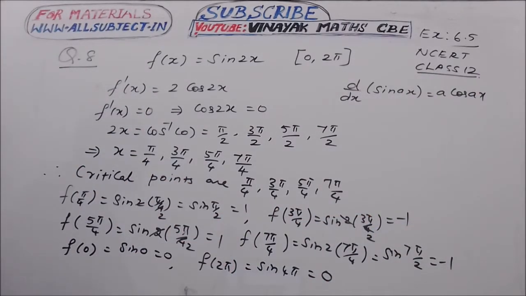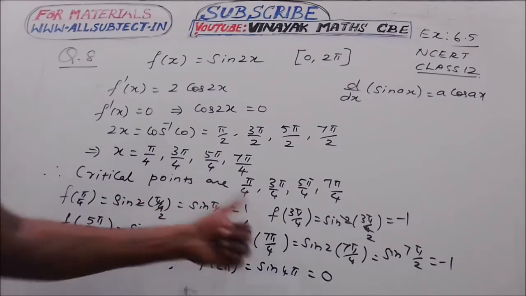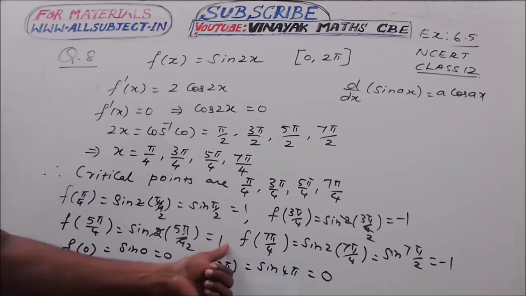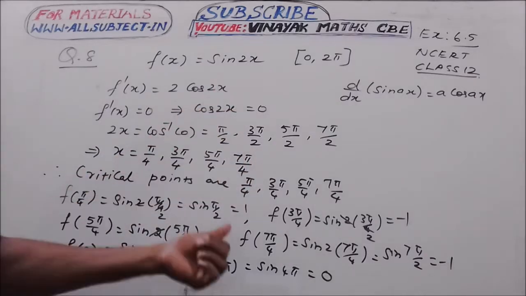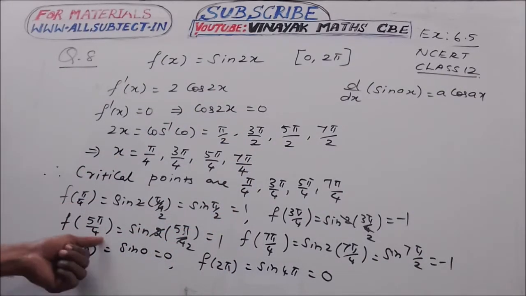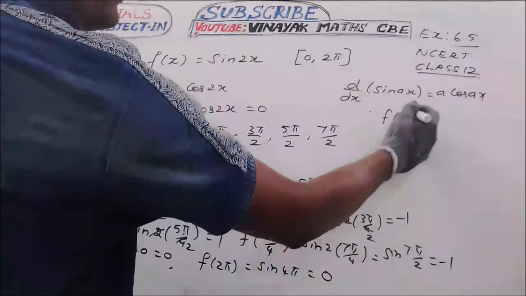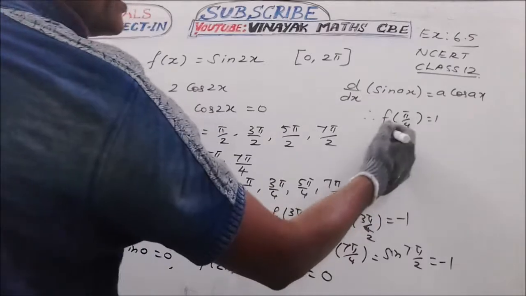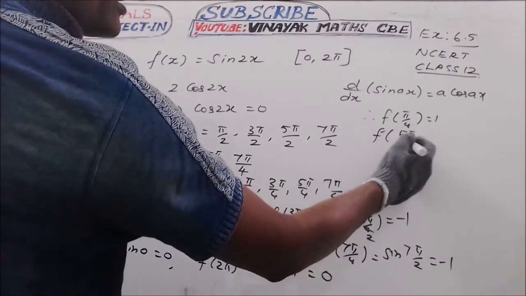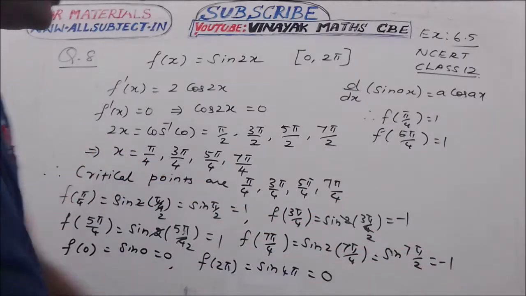But our question is to find the absolute maximum value of the given function. Therefore, f of pi by 4 is 1, and f of 5 pi by 4 also is 1. So f attains its maximum at x equal to pi by 4 and 5 pi by 4. Therefore, f of pi by 4 equals 1, f of 5 pi by 4 also equals 1, and the remaining values are minus 1 and 0.